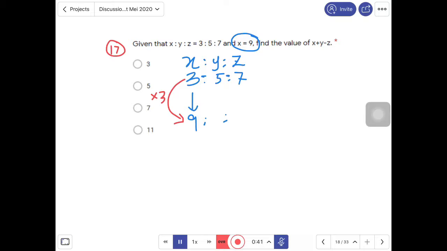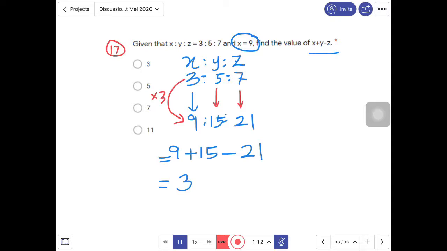We multiply 3 to get 9. Therefore, the other numbers also you must multiply 3. You multiply 3 for the value of y and also the value of z. So you get 15 and 21. Then only you can do this. So x plus y is 9 plus 15, minus z is minus 21. So you get the answer 3.